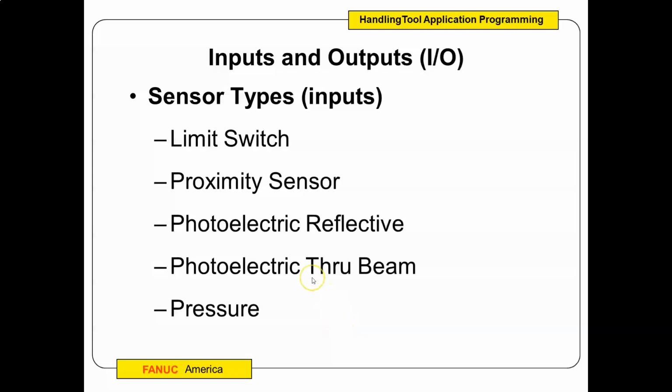So again, let's talk about what things you're using I/O signals with. The first thing we're going to talk about is sensors. Sensors will come in as inputs into the robot, and they're sensing something happening in the world. These could be a limit switch, proximity sensor, photoelectric reflective or through beam, or a pressure amount, like an air pressure, things like that. So let's talk through some of those.